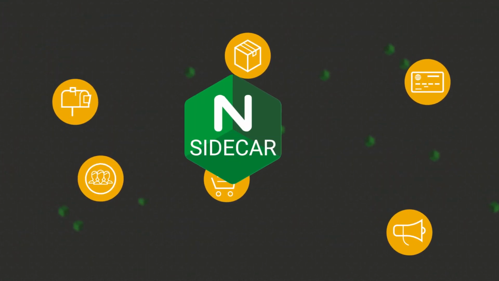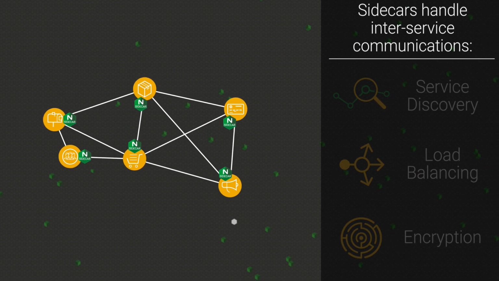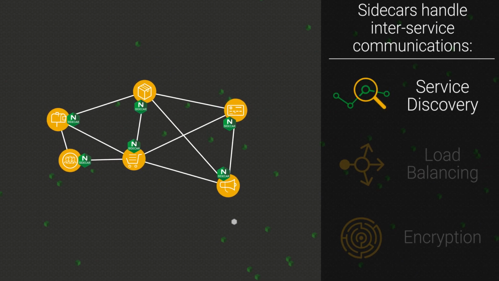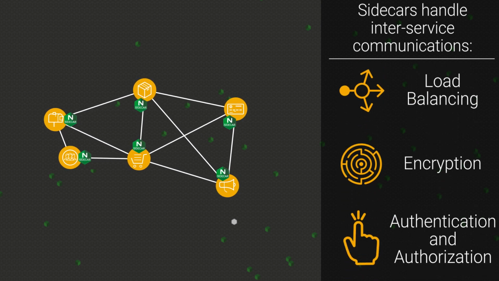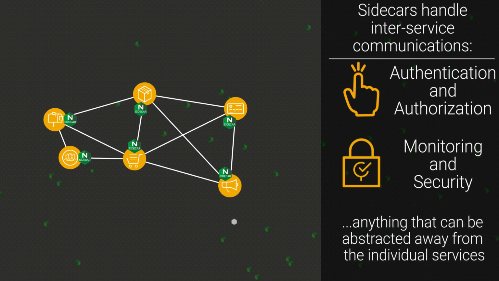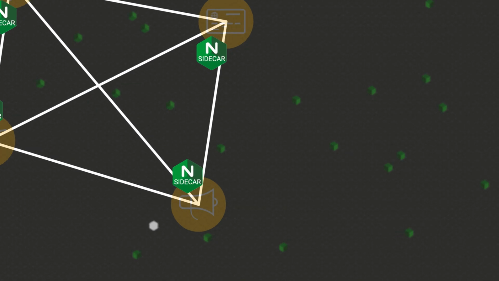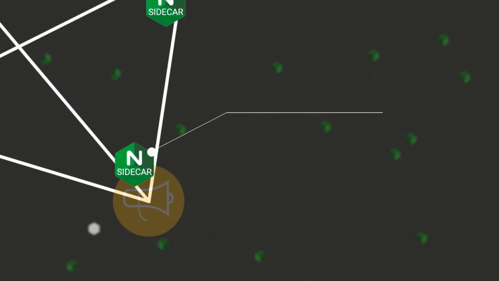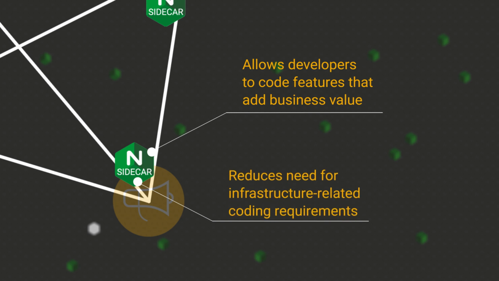One way to implement a service mesh is with sidecars. Sidecars handle inter-service communications with features such as service discovery, load balancing, encryption, authentication and authorization, monitoring and security-related concerns, anything that can be abstracted away from the individual services. This way, developers can focus on coding features that add business value rather than infrastructure-related requirements.